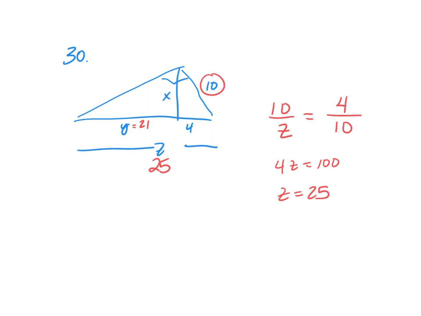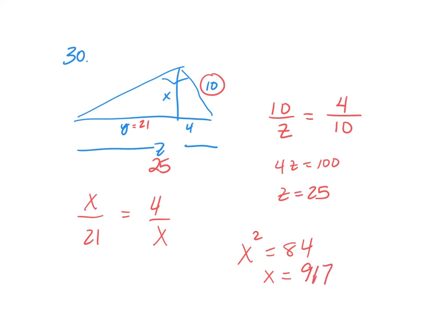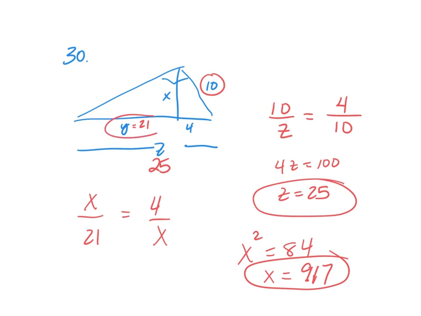I say the altitude is the geometric mean between the 2 pieces it creates. So x squared equals 84. Yeah, 84. And x equals 9 point something. 9.17. All right, so you got x, z, and y. Then you got them all different ways.